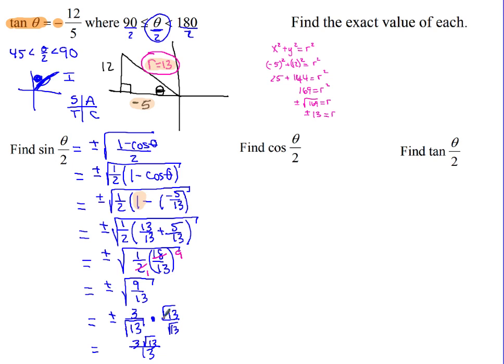Now what I want you to do is go ahead and do the same thing for cosine. Go ahead and try that one, and then we'll take a look and see how you did. So hit pause, try to find cosine of theta over 2, and come back and check it out when you're done.